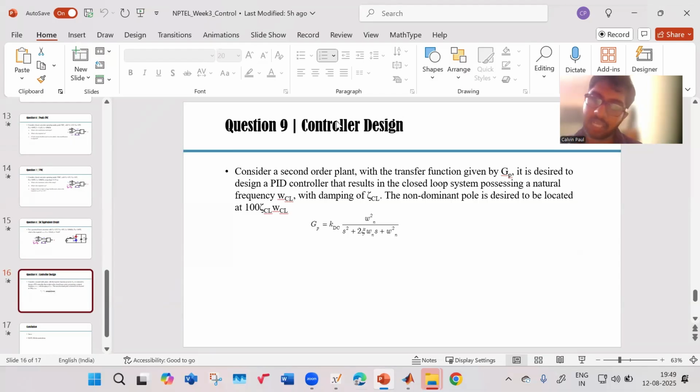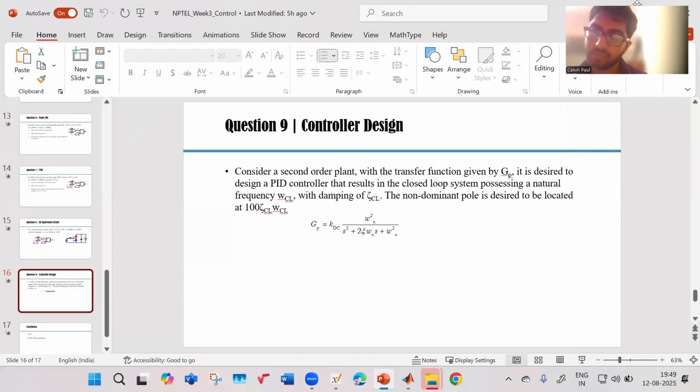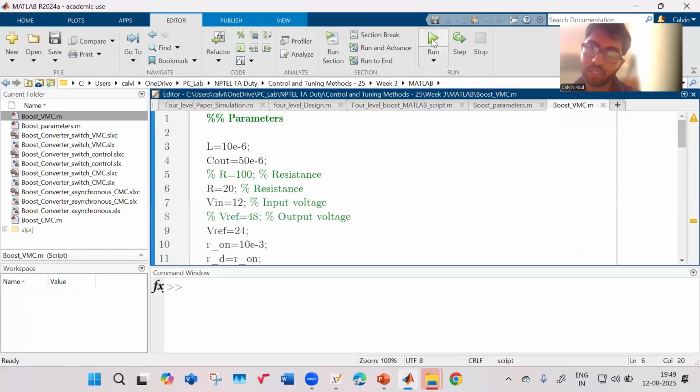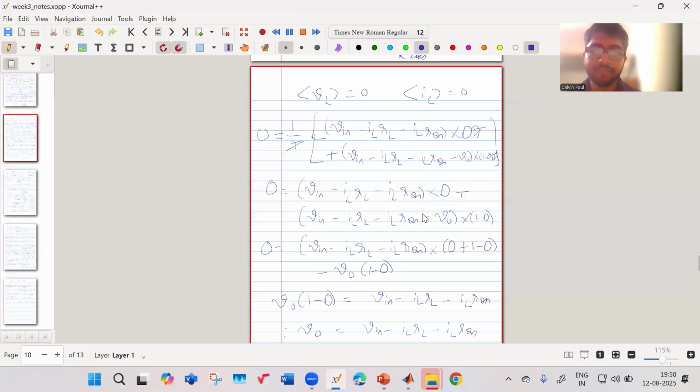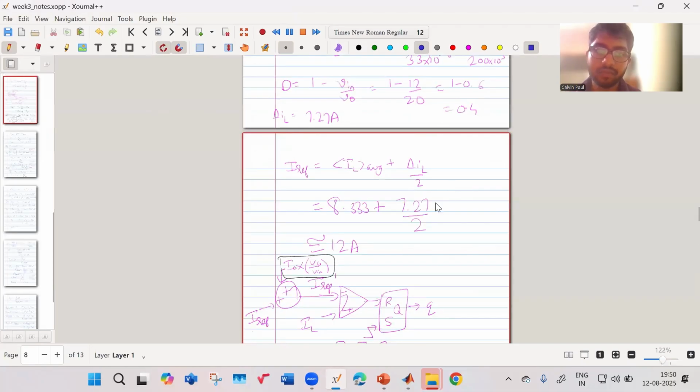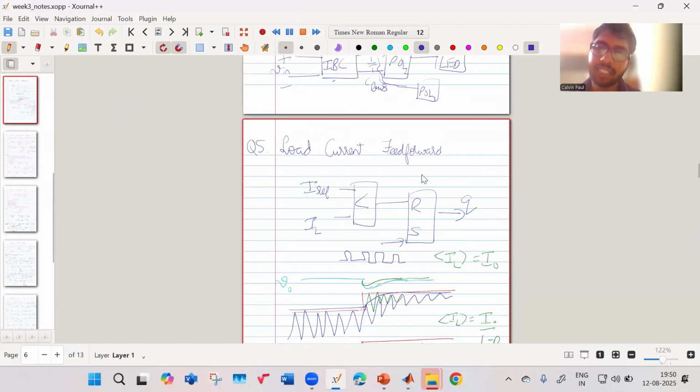So now let's start some MATLAB demonstrations. Let us run it for voltage mode control. Let us check. This is a bit slow actually. Okay, so let me first give a recap then, of what we considered in this session.